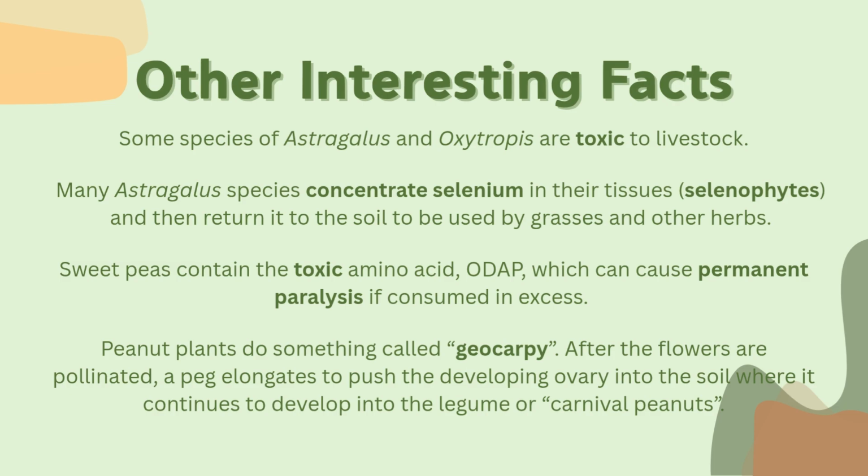And then peanut plants do something really interesting called geocarpy. And if we've learned anything from Dr. Ogburn, it's about the importance of root words. So geo is earth, and carpy is carpel, or the spot that holds the ovary in the flower. After the flowers are pollinated, a peg elongates and pushes the developing ovary into the soil where it continues to develop into the legume, or what we recognize as the carnival peanuts.